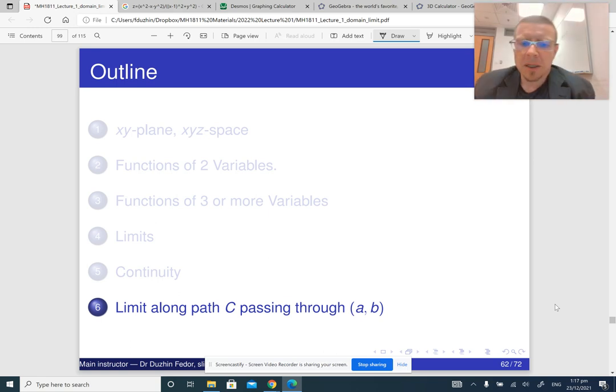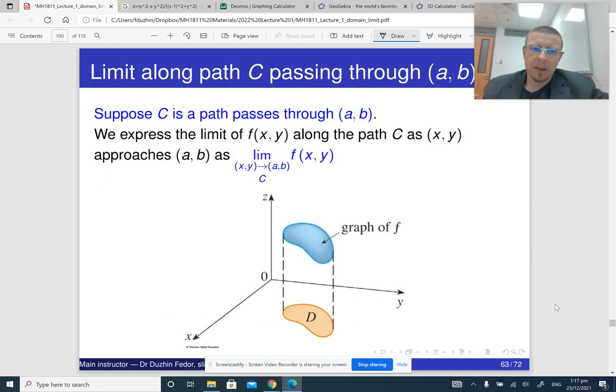Okay, now in the last part of this lecture, I'm going to tell you how we can use path limits to show that a given limit of a function of two variables does not exist. All right. So what are these limits along different paths? So basically, it is probably better to think of a path as a curve on the plane xy, right?